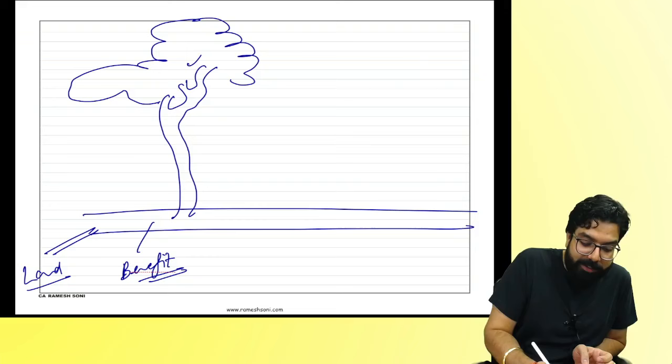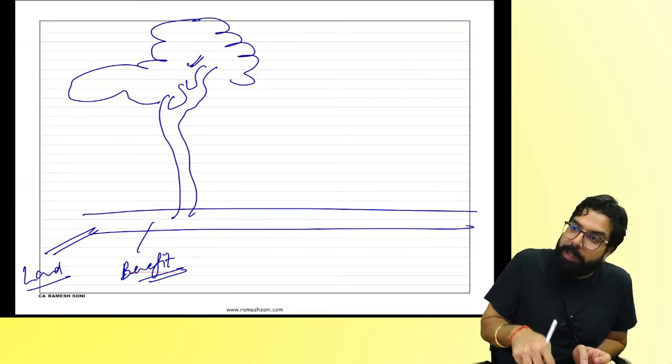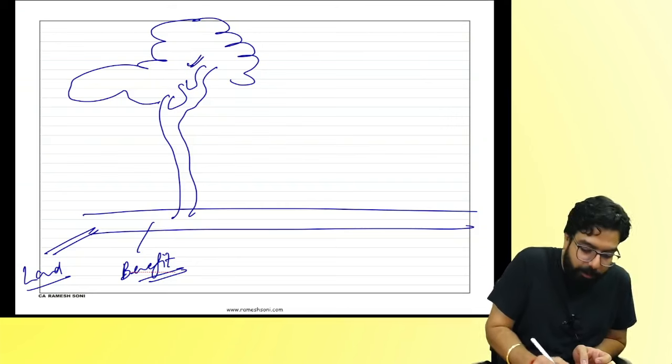Everyone over here. Now this tree, is it attached to the land? It is already embedded. Correct, everyone? It is already coming out of the land. Is it movable or immovable?